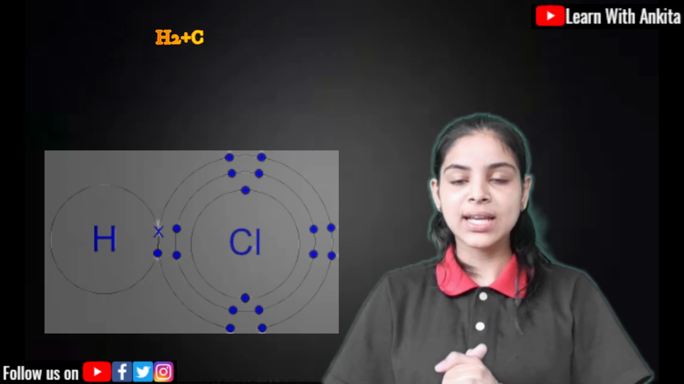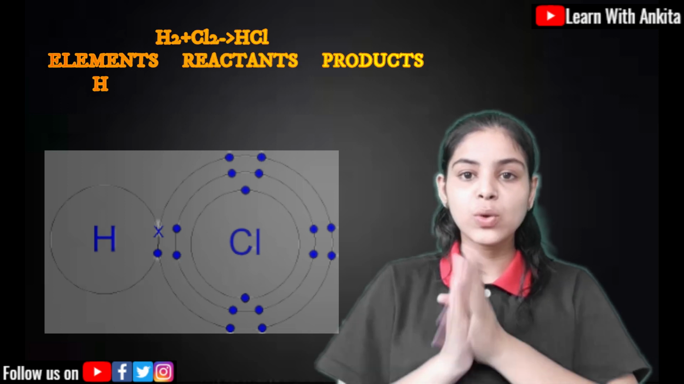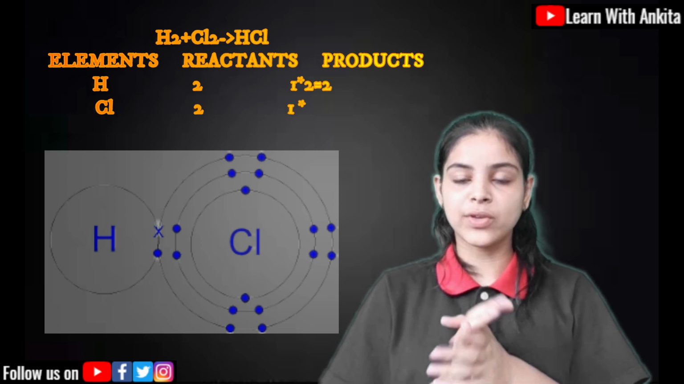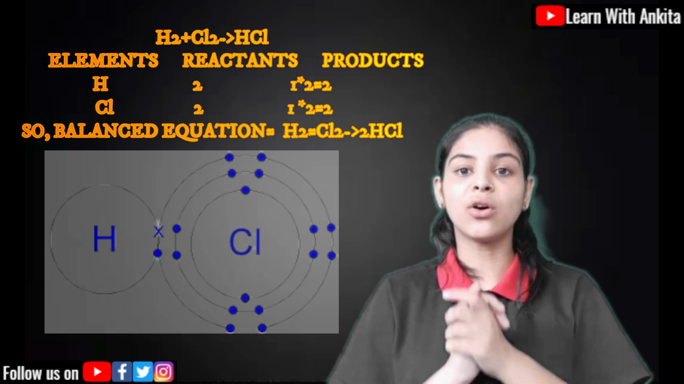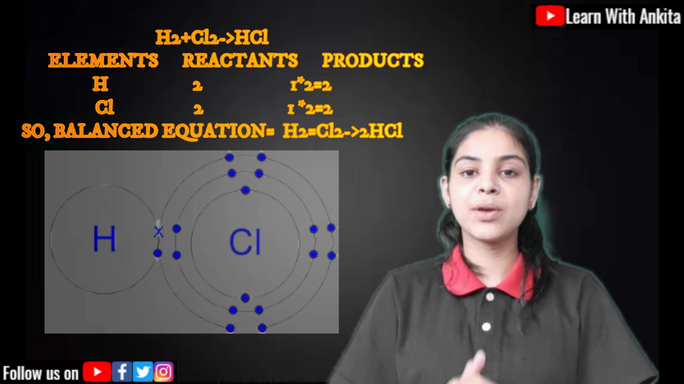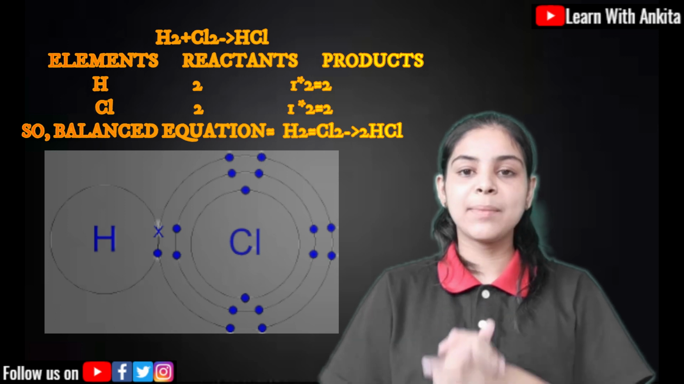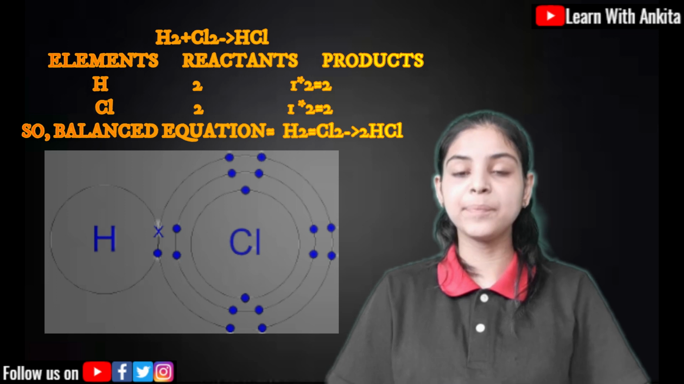Clearly see here, first of all just make a table and draw 2 lines in it. You will have 3 columns. The first column will be of the elements, the second one of the left hand side or the reactants, the third one of the right hand side or the products. Which elements are here? Hydrogen and chlorine.